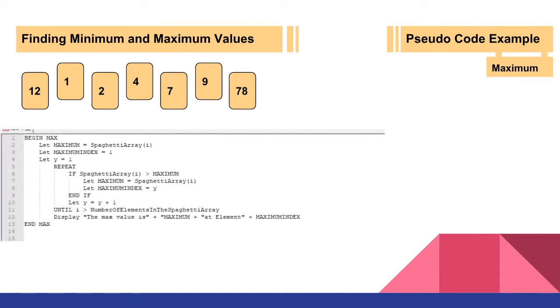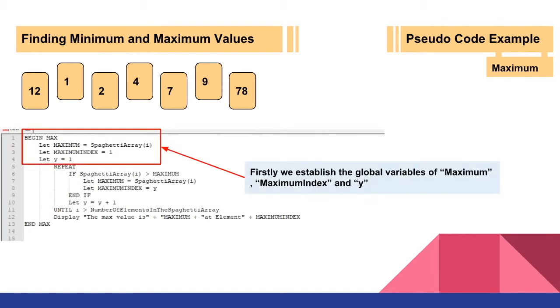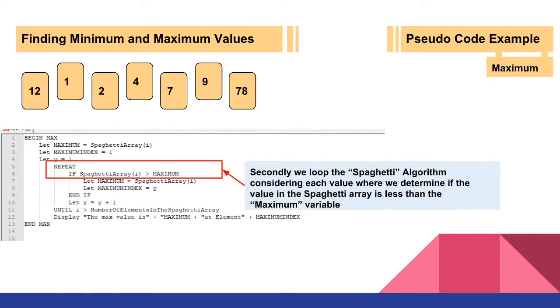This is the pseudocode for the maximum value, where firstly it begins by declaring the aforementioned variables, where maximum is equal to the first value in the spaghetti array. Maximum index is set to 1 and y is set to 1. Then it goes through a loop in which it considers all the values in the array with the use of an if statement, determining if the spaghetti array value is greater than the maximum value, and if it's true, the maximum variable is changed into the spaghetti array value, and maximum index becomes equal to the y variable.